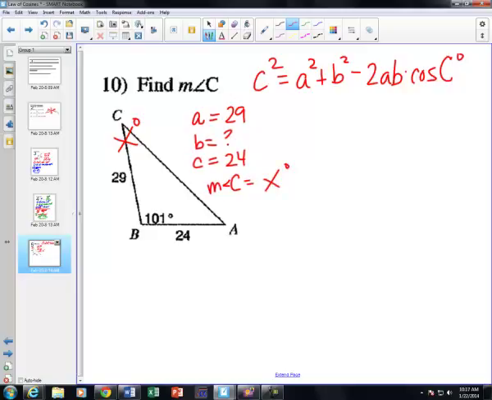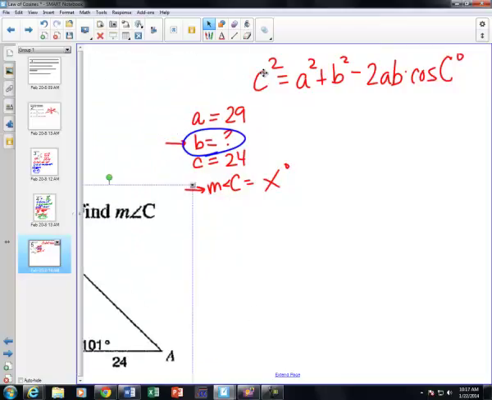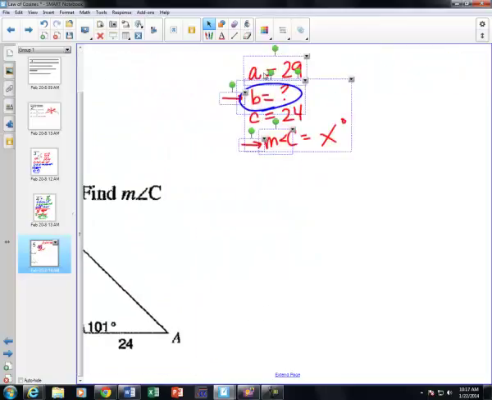So I have a problem here. I don't know this, and I don't know this. That means I'm going to have two unknowns in my equation. So, not going to work. What I have to do is go find this first. Then I can find the measure of angle C. So, I'm going to move this stuff over here for a minute.